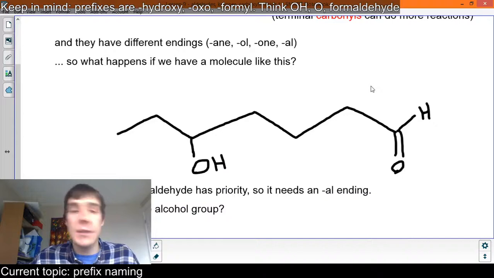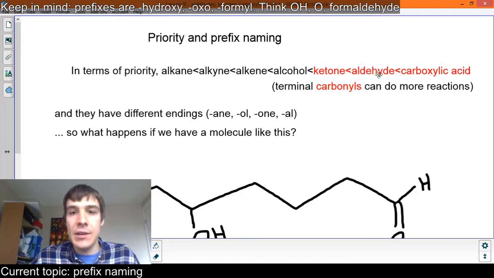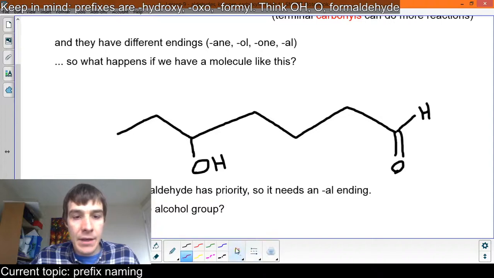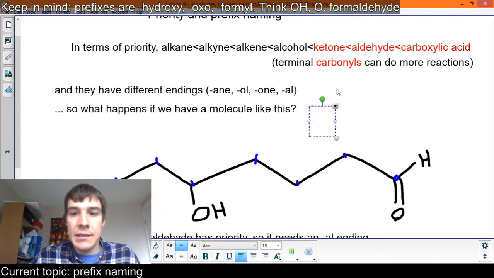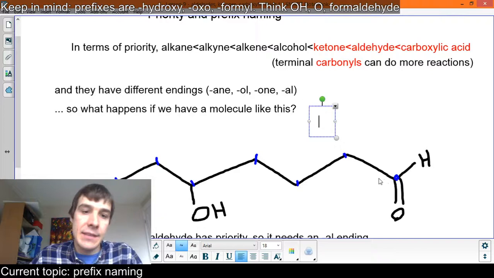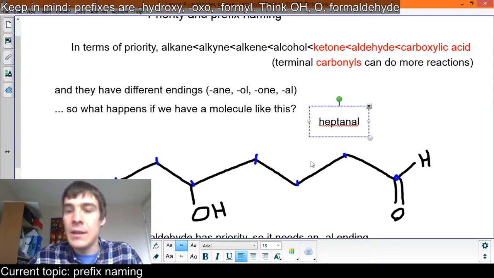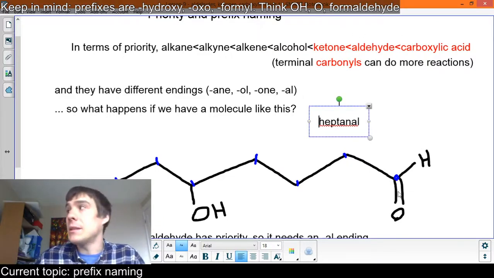So what happens if we get a molecule like this? This is obviously an al, because aldehydes have a higher priority than alcohols. So we're going to name it with the aldehyde as the priority. So this is going to be number 1, right? 2, 3, 4, 5, 6, 7. So let's think about how we're going to name it. It's going to end in al because it's an aldehyde. It's got 7 carbons. It's a hept. It's all single bonds for the carbons, so it's a heptanal. It's some kind of heptanal. Doesn't need a number because we know aldehydes are always on the end.